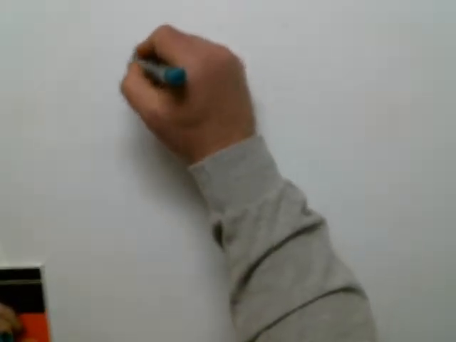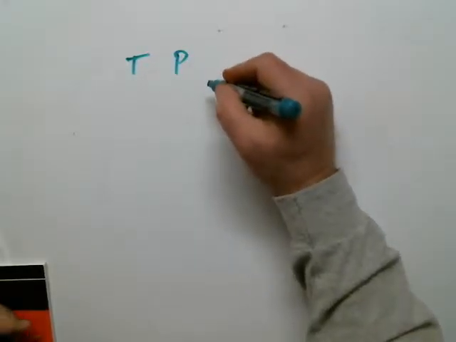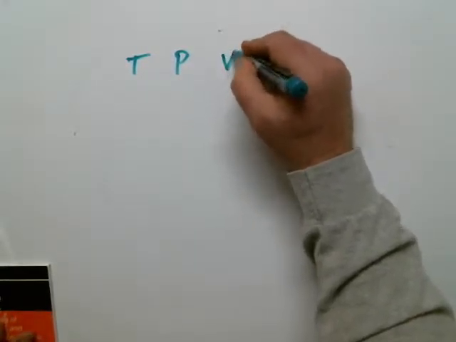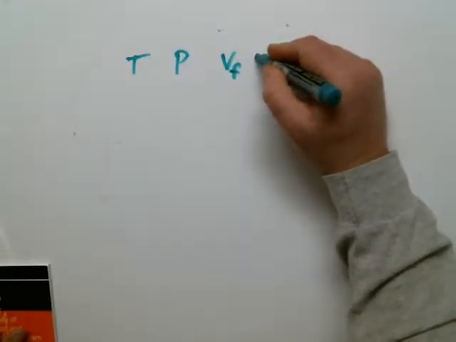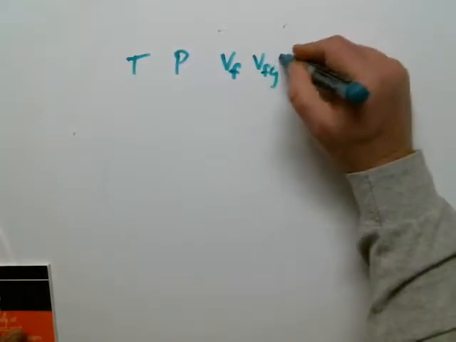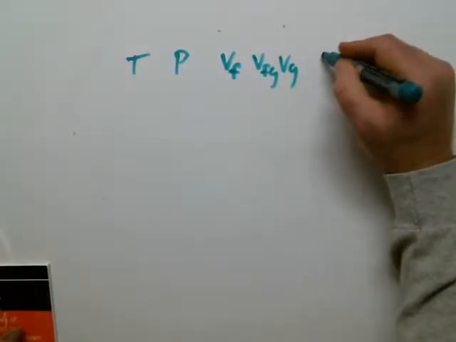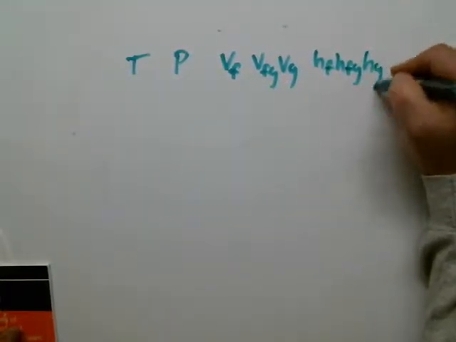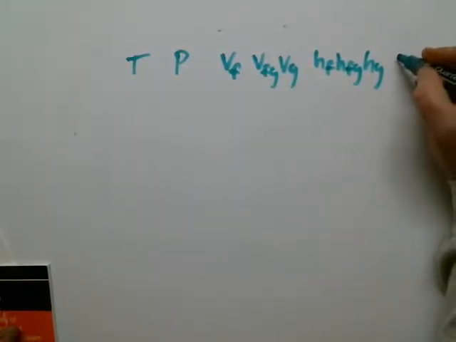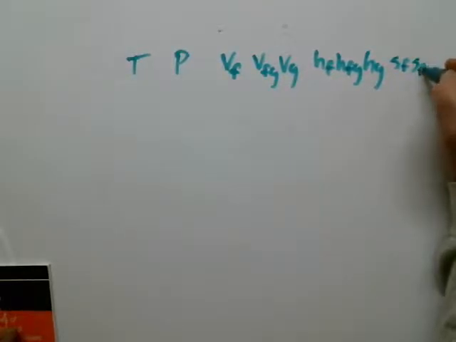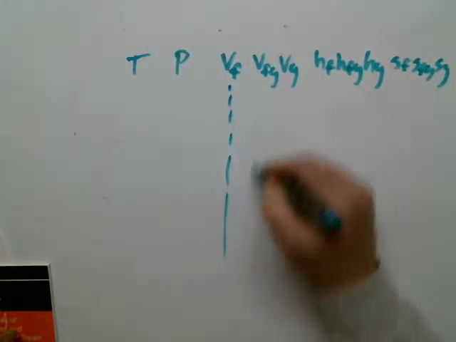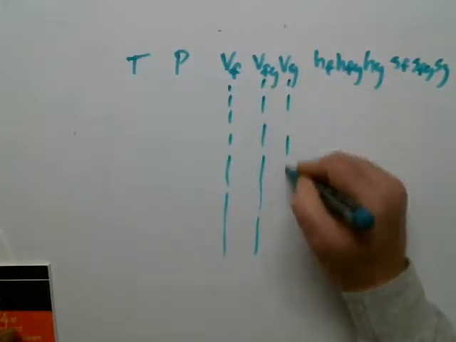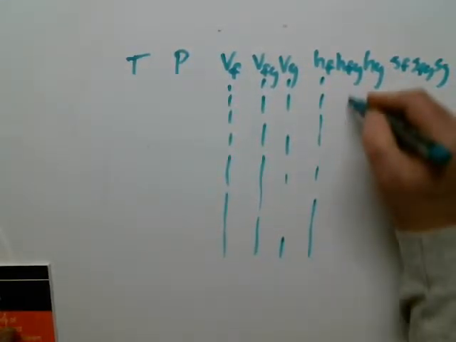So if you'll look, I've got a temperature column. I've got a pressure column. I've got a V sub F column, a V sub FG, V sub G. Then it goes H sub F, H sub FG, H sub G. Then it's S sub F, S sub FG, S sub G. And these are separate columns coming on down with data.